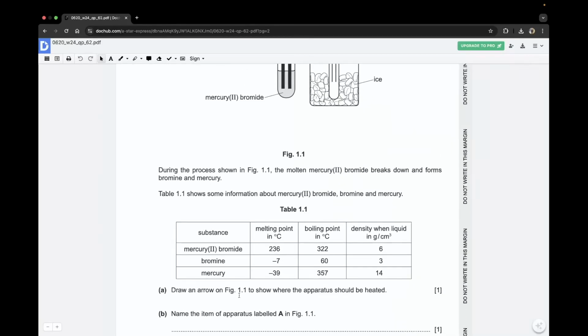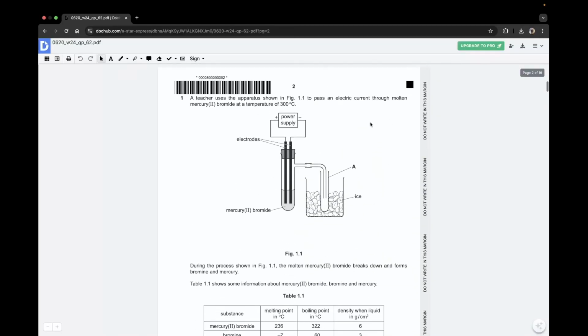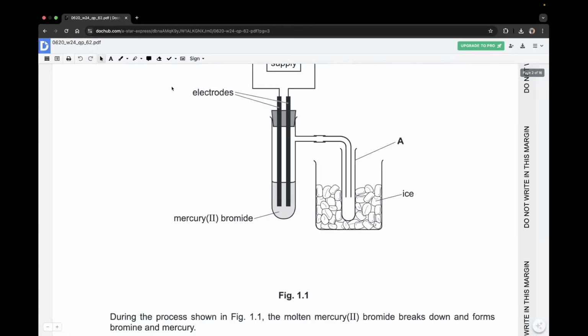Draw an arrow on figure 1.1 to show where the apparatus should be heated. This is a very common type of question, and usually when they ask it, you just look at the substance in question. In the question they talk about mercury bromide. You just see where mercury bromide is, and it is over here. So this is where the heating should happen.